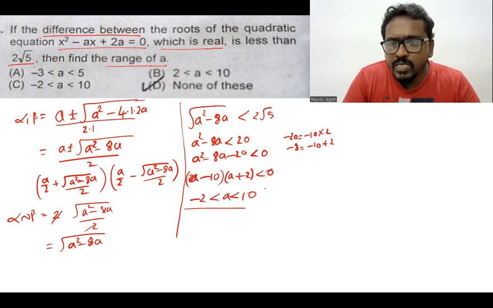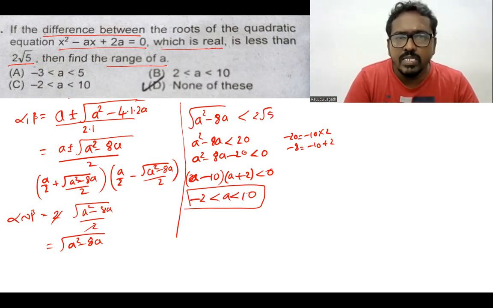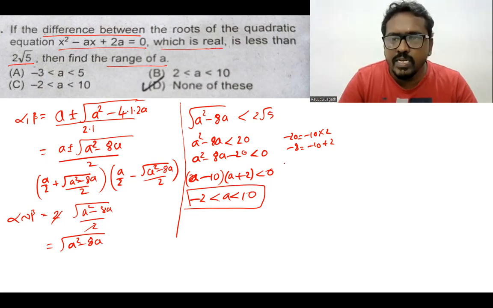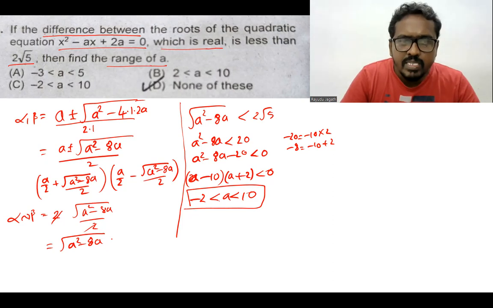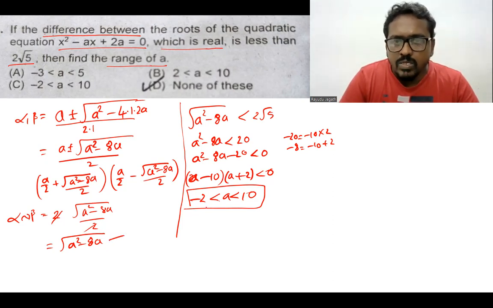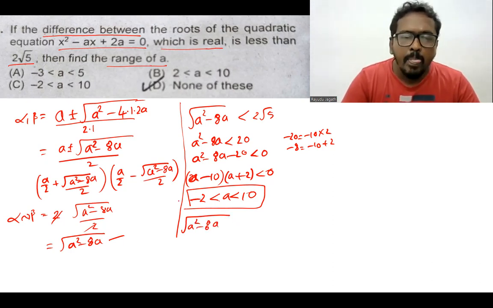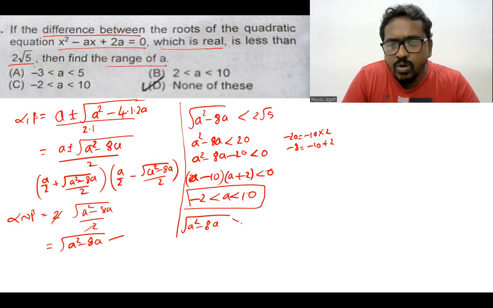So the answer is option C, but it is not correct. Why? Because there is some limitation. Limitations should be taken into consideration. So we have root of a square minus 8a. Being a root, a square minus 8a must be real, so it must be greater than or equal to 0. This is the second part of the solution.